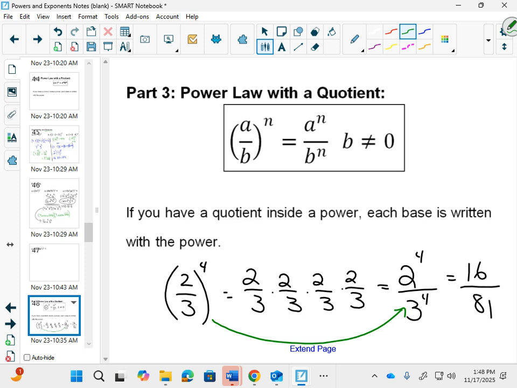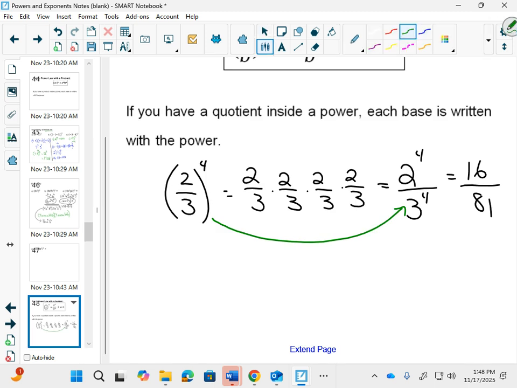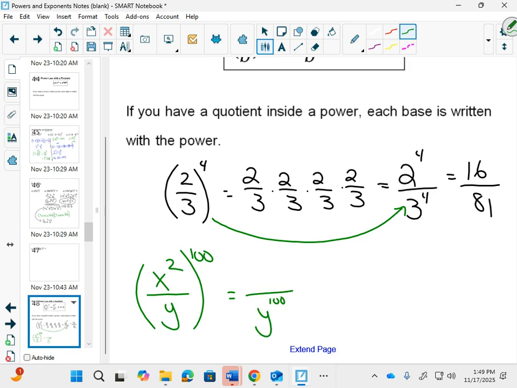Where's the shortcut nice? I don't want to not use the shortcut. Because if I have to do the middle step, how many times do I have to write that out? 100 times. I do not want to do that. But using the shortcut, the bottom will have 100 y's. Does it make sense that you would have 100 y's all put together on the bottom? How many x's? If you had this x squared 100 times across the top, how many x's would that be?